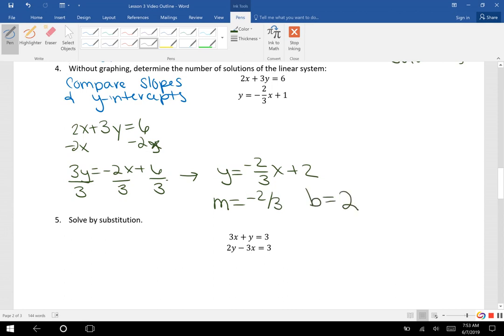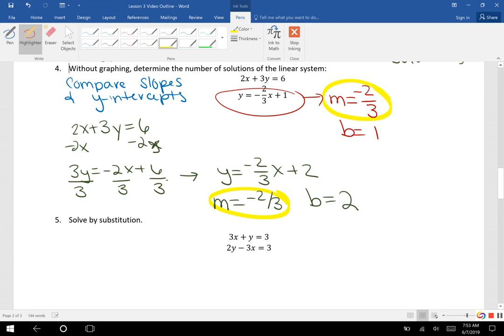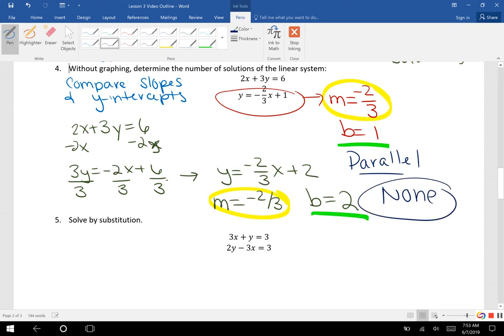Now, the second line is already in slope-intercept form. This second line here, we can see that the slope is the number in front of the x. It has a slope of negative 2/3 and a y-intercept of 1. So we've got the same slope, negative 2/3 for both, but the lines are actually different. We have different y-intercepts, and so that tells me this is that second case. These are parallel lines. And so to answer the question, how many solutions? There is no solution, or you could say none.